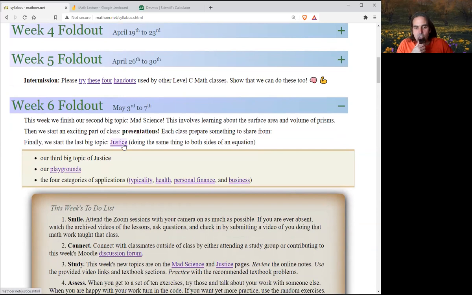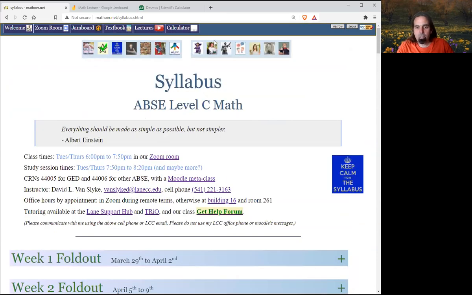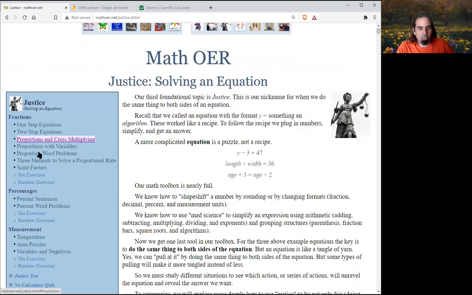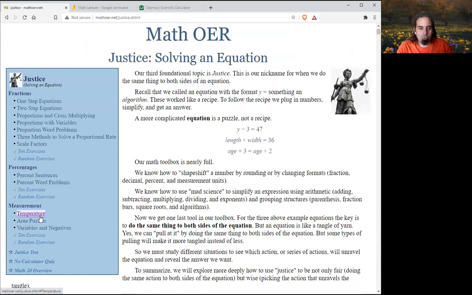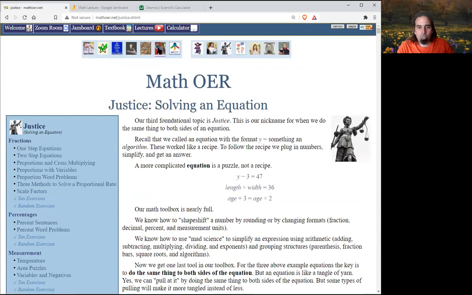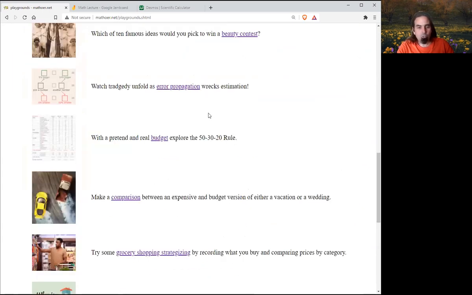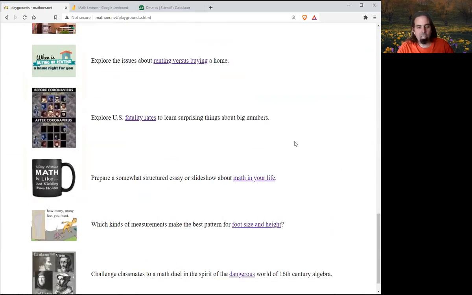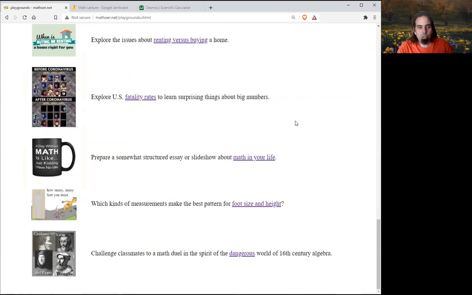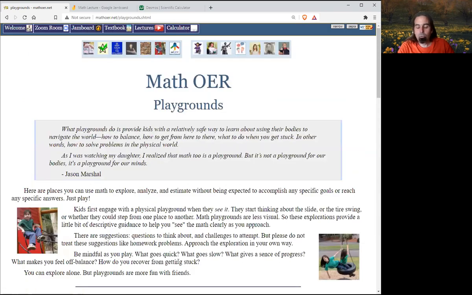You could pick something in justice. Maybe you really like cross multiplying because you're good at that. Or you're good at percent word problems, or temperature formulas are easy, or you like these kinds of area puzzles. You could do something in the playgrounds. Some of them give you instructions about things to think about. Others are just sort of a little vague. Some of them are more like projects and so on. You could play around with those and see if any of those pique your curiosity.